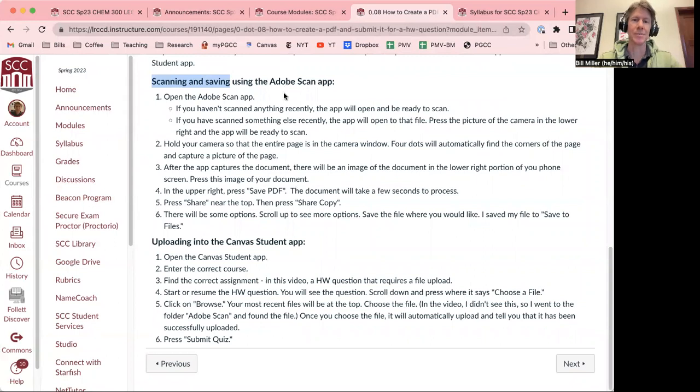A lot of students also like to use the CAM scanner app as well. So if you're more familiar with that or you want to use that, please do. If you have any questions, please come to office hours. And then uploading it and make sure that you verify that you've uploaded correctly.